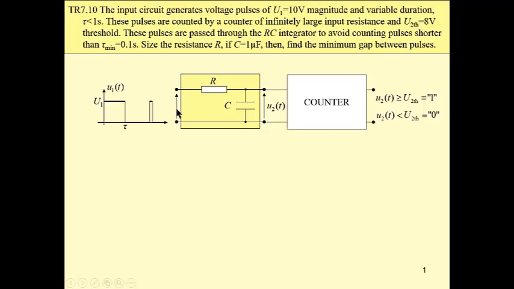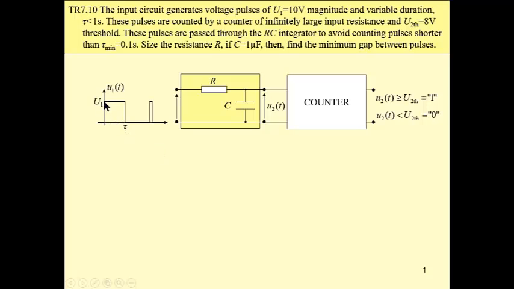We have a generator of pulses of variable duration, less than 1 second, and then we have a counter. But we don't want to count pulses shorter than 0.1 second. This goal can be achieved by connecting an RC integrator between the pulse generator and the counter. Our counter has a threshold of 8 volts, which means that a signal below 8 is not counted, and a signal above 8 is counted.